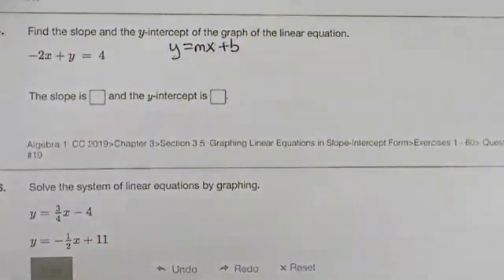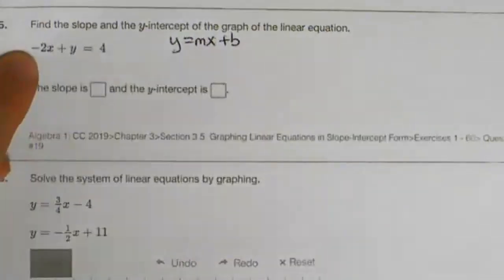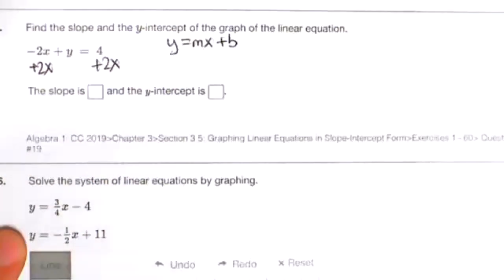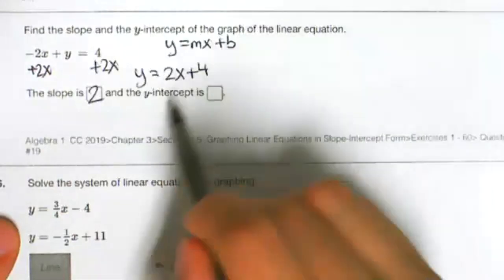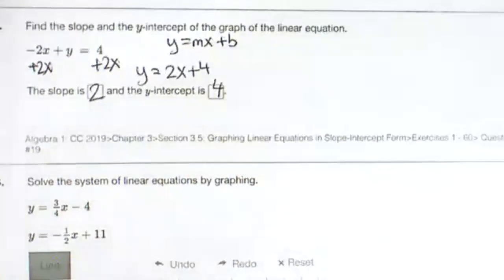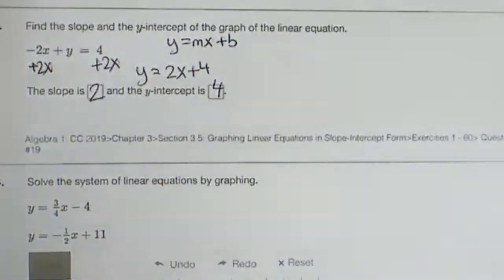In order to get this equation to be y equals, I need to add 2x to both sides. So we have y is equal to positive 2x plus 4. So our m, our slope, is 2, and our y-intercept is 4. Just be careful that you actually get them in the right order. Please do not put the slope as being 2x. The slope is only 2. It is not x. You'll lose a little bit of points if you end up putting 2x instead of 2.